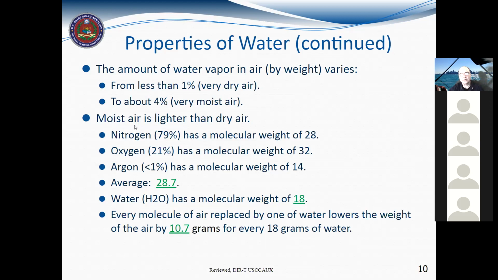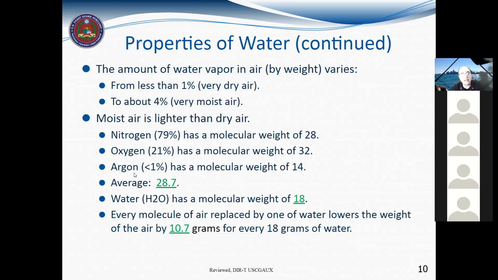Now this is kind of hard to understand. How can air with water molecules in it be lighter than just dry air? The reason is that nitrogen, which makes up most of the air, roughly 78, 79%, has a molecular weight of 28. The molecules of oxygen, which is O2, it's not just O, has a molecular weight of 32, because floating around we don't have just straight up oxygen, we have O2 molecules. And then the argon, which is less than 1%, has a molecular weight of 14, so it's also very light.